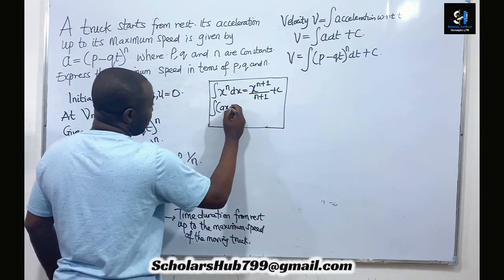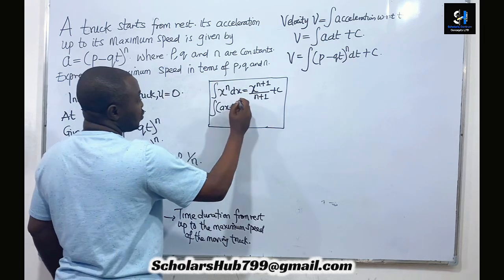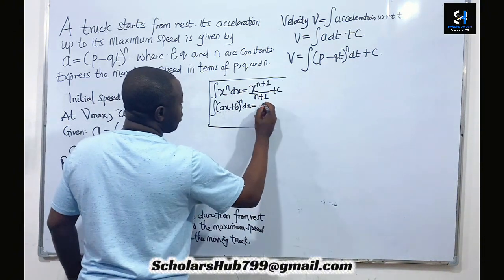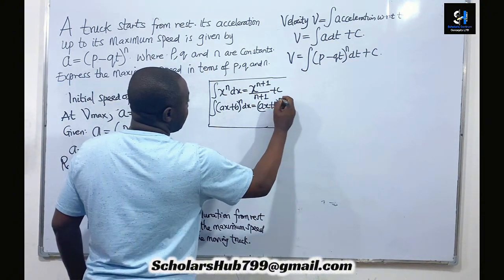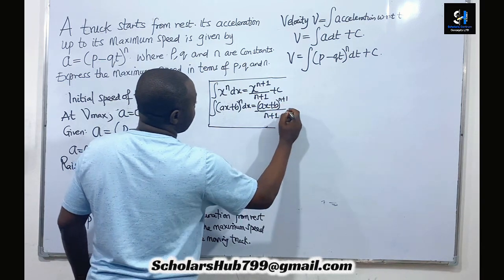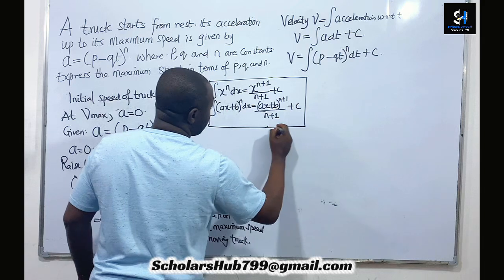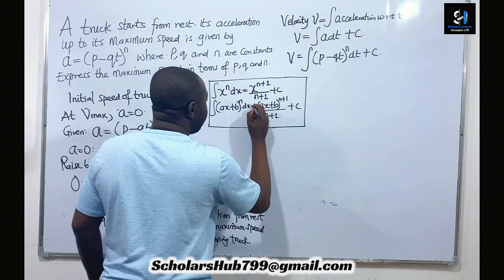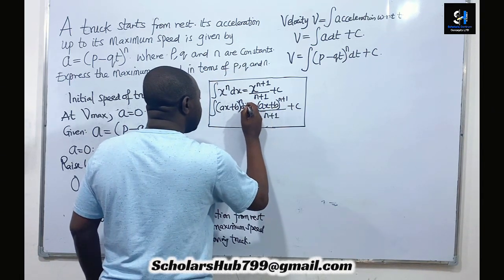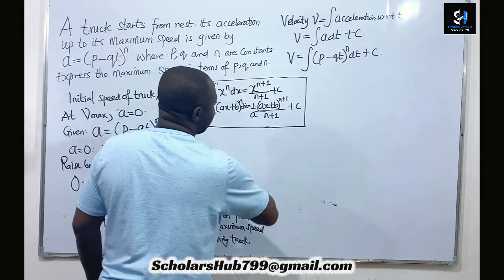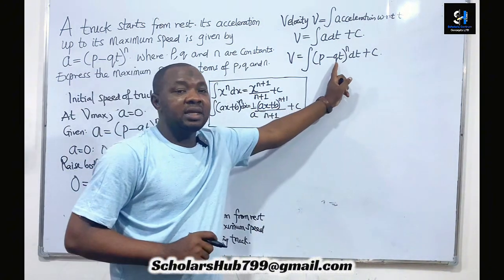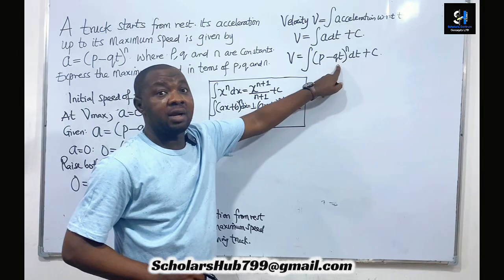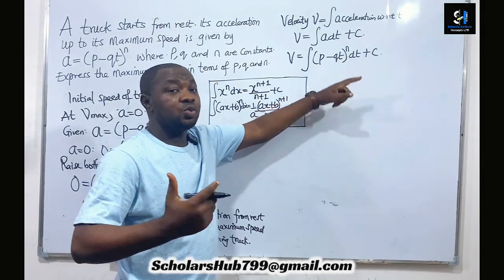Let me use this one, ax plus b. This will be equal to (ax plus b) raised to the n plus 1 over n plus 1, plus the constant of integration. Then this will be multiplied by 1 over a. Where a in this case is our minus q, because we are integrating with respect to t.